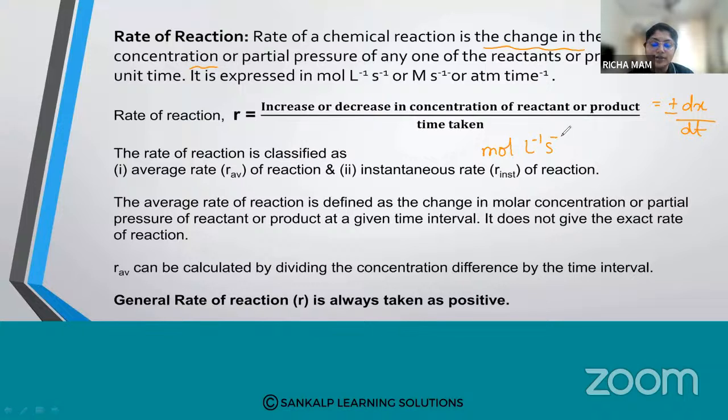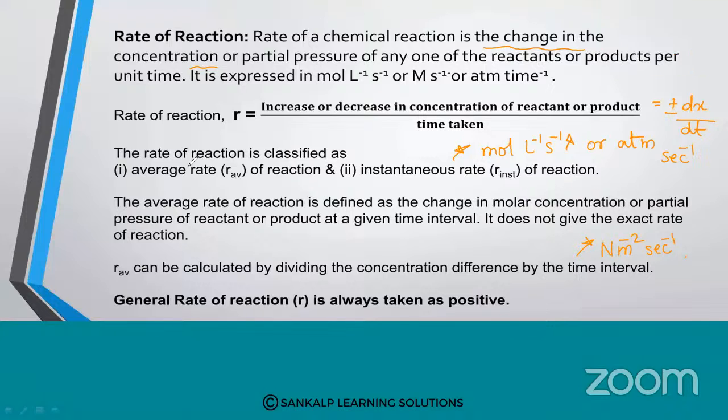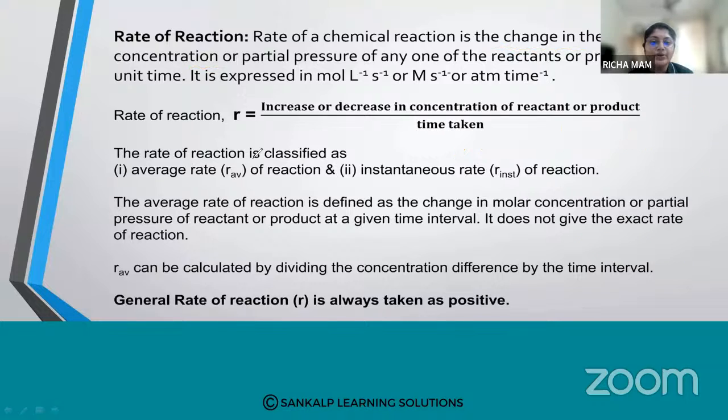Or it is also given as atm per second, or it is given as Newton meter per square per second. Okay, so these are the units the rate of reaction is given in. So this is the rate of reaction. Understood? Is it clear up to here? Yes, ma'am.